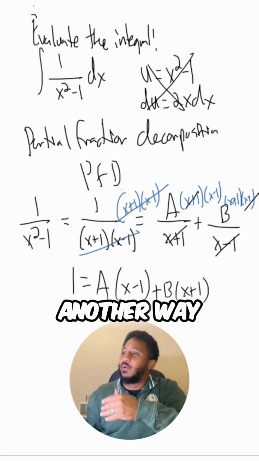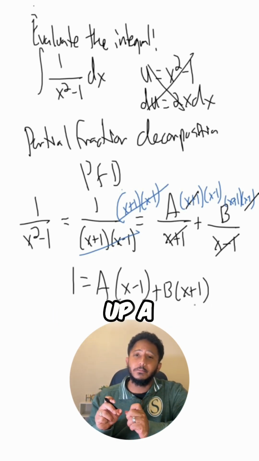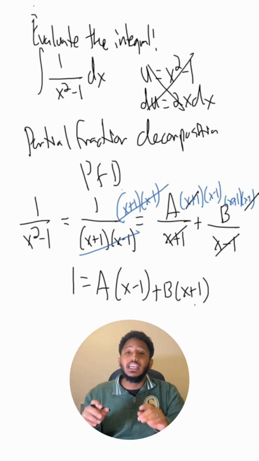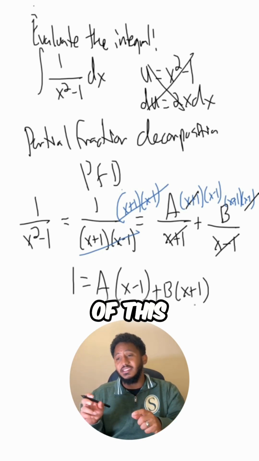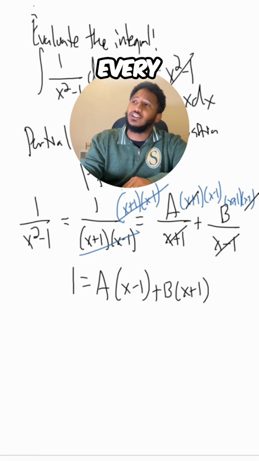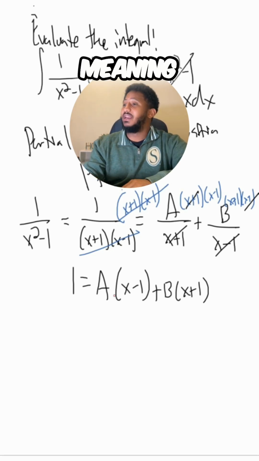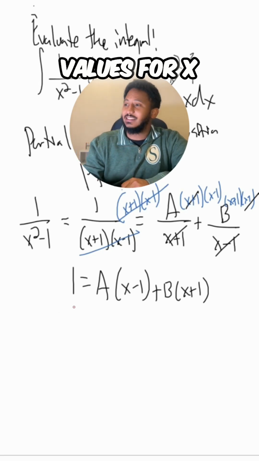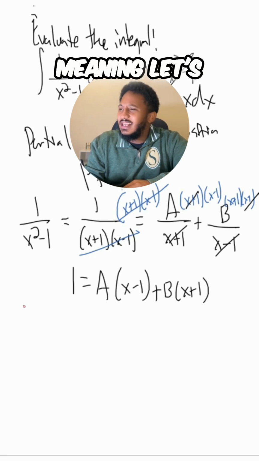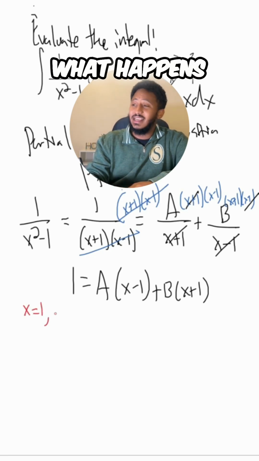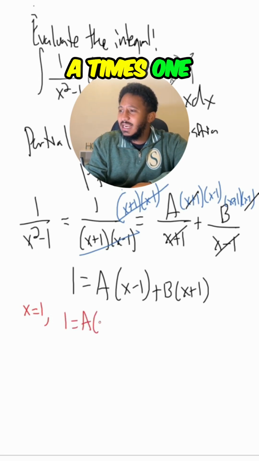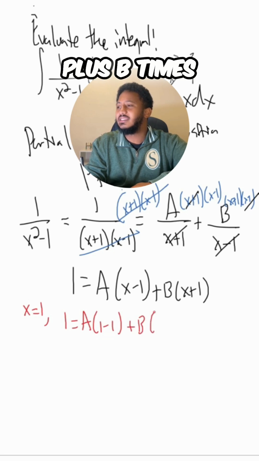Then, another way to solve this is by setting up a system of equations, meaning equate the coefficients on both sides of this equation. Okay, that's one way. Another way is to say, well, this is supposed to be true for every x, or at least almost every x. Meaning, let's choose some convenient values for x and find the A and B that make this true. Conveniently, let's choose x equals 1. If x equals 1, we get 1 equals A times 1 minus 1 plus B times 1 plus 1.